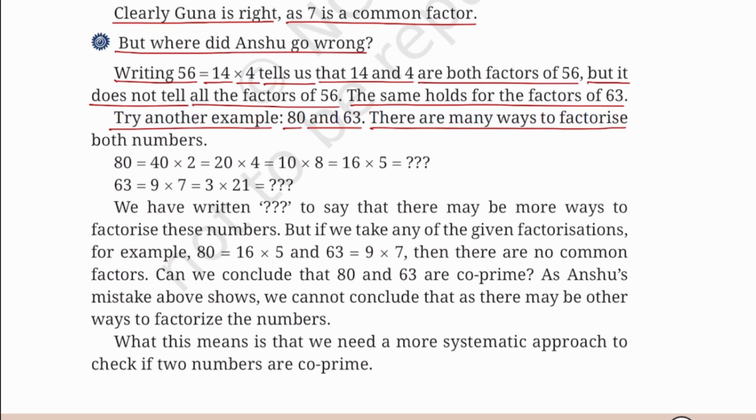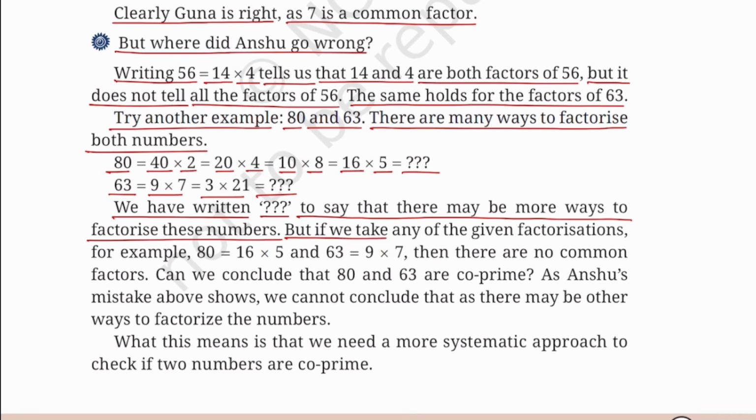There are many ways to factorize both numbers. 80 is equal to 14 into 2, 20 into 4, 10 into 8, 16 into 5, and so on. 63 is equal to 9 into 7, 3 into 21, and so on. We have written question marks to say that there may be more ways to factorize these numbers. But if we take any of the given factorizations, for example, 80 is equal to 16 into 5 and 63 is equal to 9 into 7, then there are no common factors.